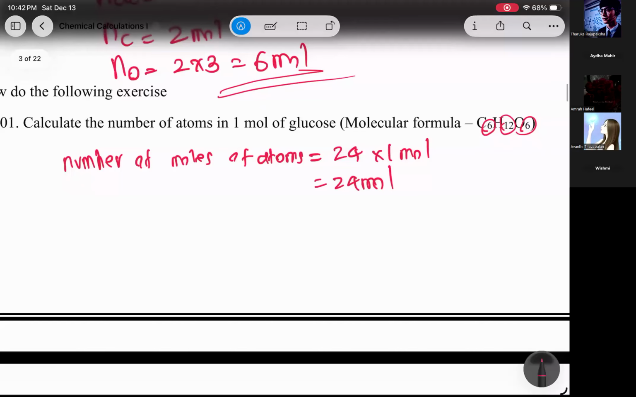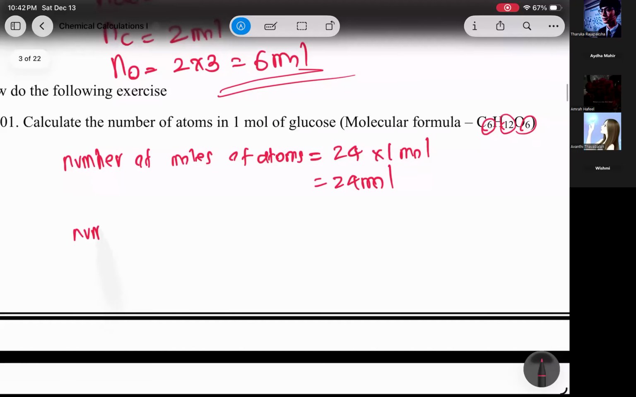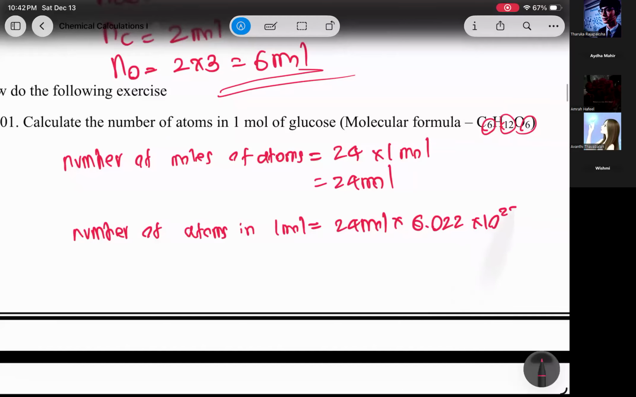Now what do you do? Number of atoms in 1 mole is equal to how much? 24 moles multiplied by 6.022 10 to the power 23 per mole.